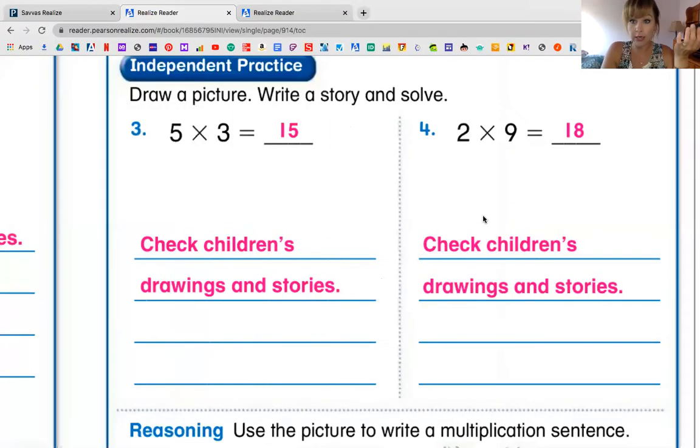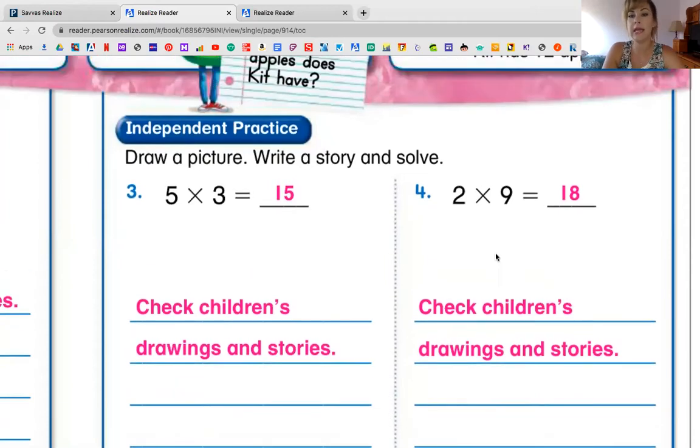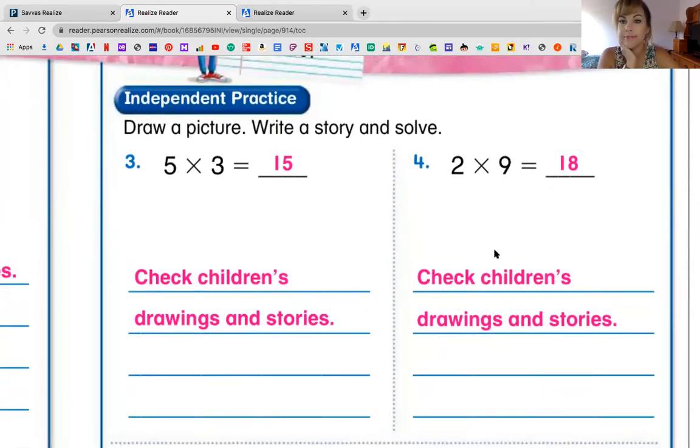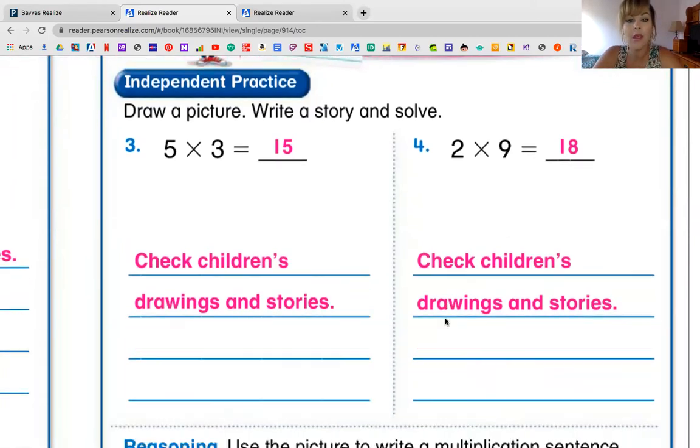For a story, I might say there are 2 pencil boxes in the classroom. Each pencil box has 9 crayons. How many crayons do I have in all? Well, if I added all of them up, I drew a picture of a pencil box right here, a pencil box here, and in each of the boxes I would draw 9 crayons. If I added them together, 9 plus 9 equals 18, okay?